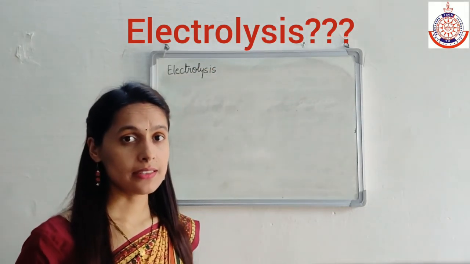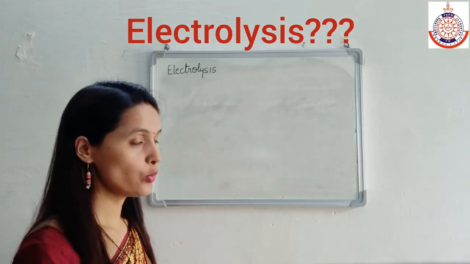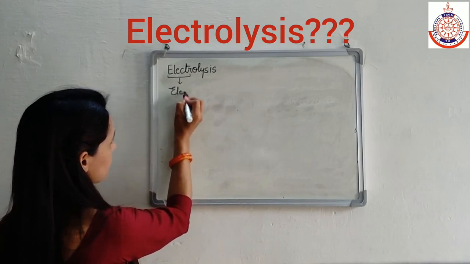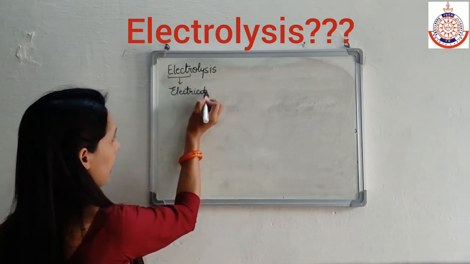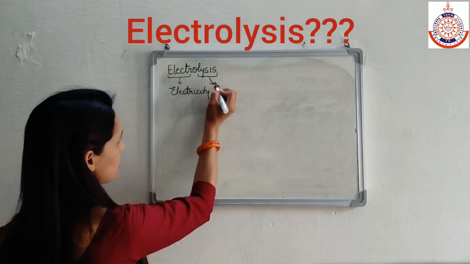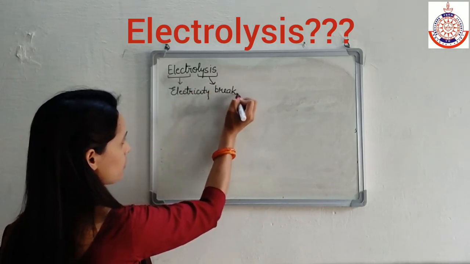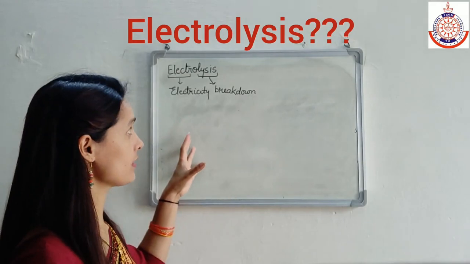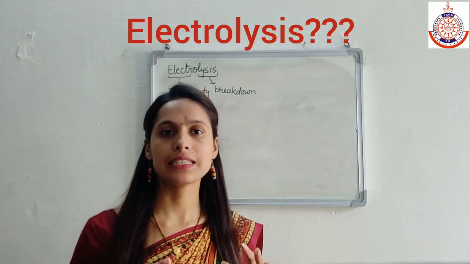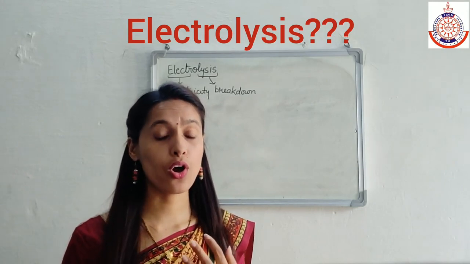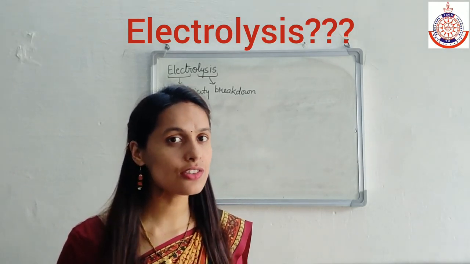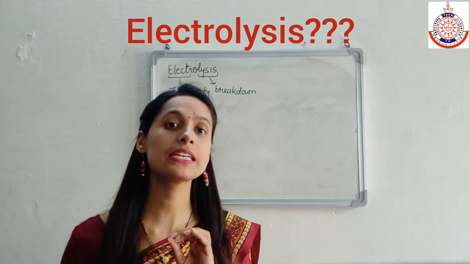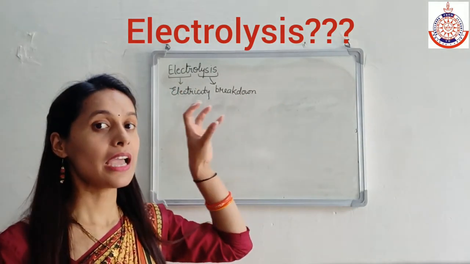Now, what is electrolysis? If I split this term into two, first is electro, which stands for electricity, and second one, lysis, which means breakdown or decomposition. So what do you mean by electrolysis? Electrolysis is the decomposition or the breakdown of the electrolyte by the passage of electricity through its aqueous solution or its molten state.